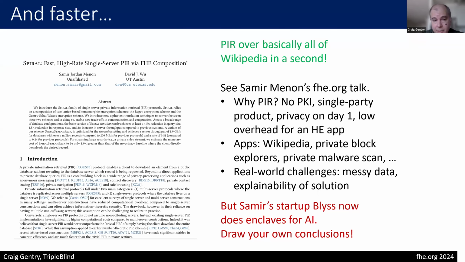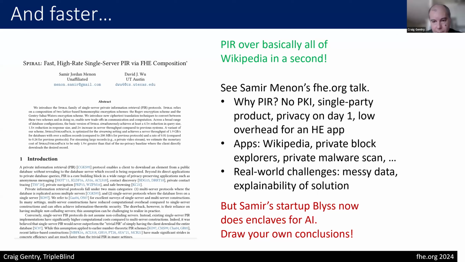So he discussed why he thought PIR was the killer app for FHE. There's nothing complicated, right? It's not a complicated data collaboration app. There's no PKIs. It's a single party product. Get privacy right away. Low overhead for FHE.